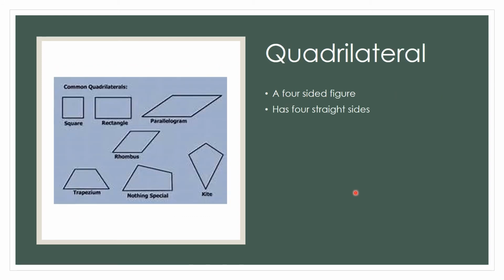Quadrilaterals have 4 sides. They have 4 straight sides. So we have our square, rectangle, parallelogram, rhombus, trapezoid. This is nothing special, it just has 4 sides. And then our kite. See, these are types of quadrilaterals because they have 4 sides and 4 straight lines.